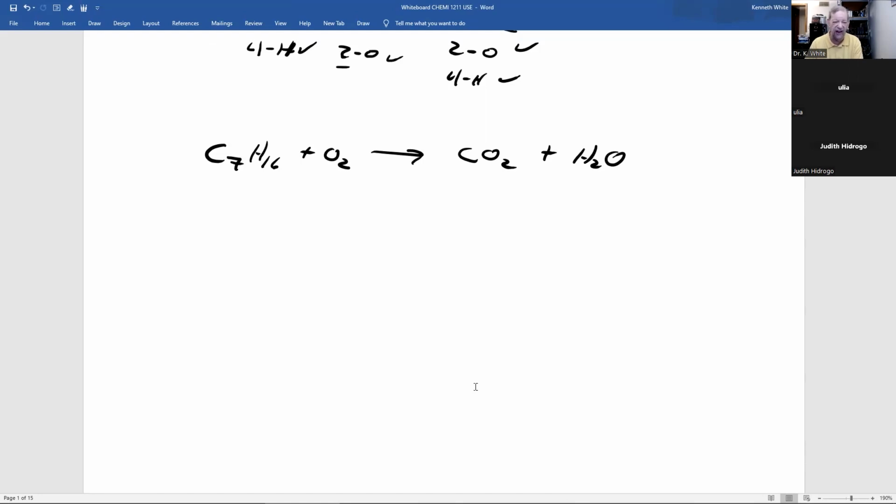Now, if you notice, this is called heptane. It has 7 carbons and 16 hydrogens. And if we look on this side, we only have 1 carbon, so it's not balanced. And guess what? I'm going to be real nice and let you try first. Why don't you try balancing that chemical equation? Remember, we did stuff like this yesterday. Leave hydrogen and oxygen last. Your turn.